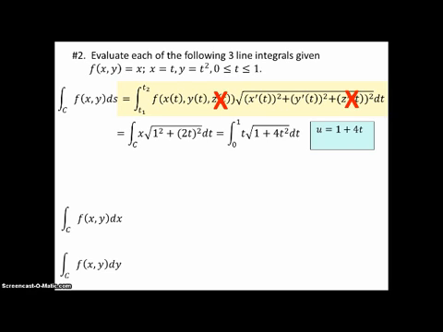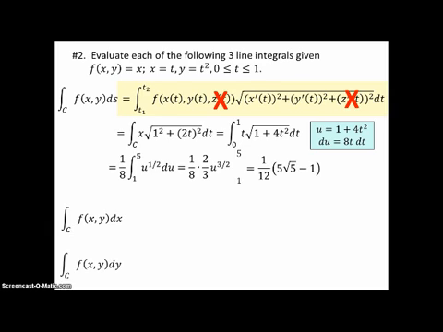And then this is a simple u substitution problem, and we get the integral 1/8 from 1 to 5 of u to the 1/2 du, which integrates to 1/8 times 2/3 u to the 3/2. Evaluate it from 1 to 5, and don't forget to change your limits of integration if you do a substitution. And that comes out to 1/12 (5√5 minus 1).